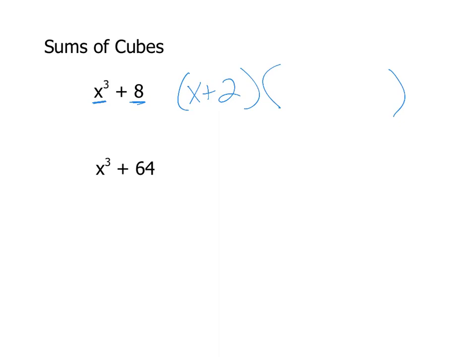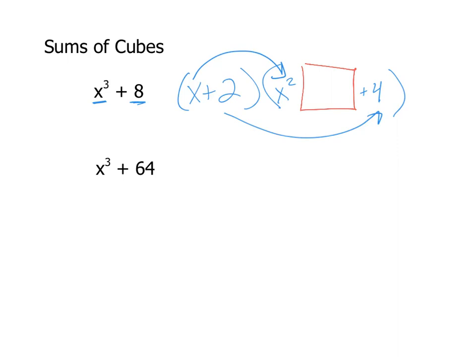So now if I think about doing a little bit of multiplication here, I know that if I multiply x times something, I have to get x cubed. So there's going to be an x squared there. I know that if I multiply 2 times something, I'm going to get 8. So there should be a 4 there, a positive 4. The question is, what goes in the middle? So that's what comes up next, is how do I figure out what goes there?